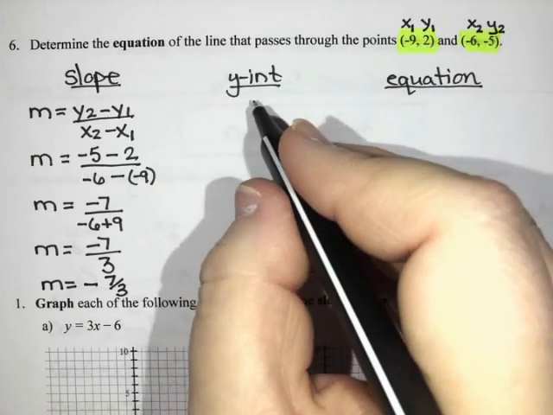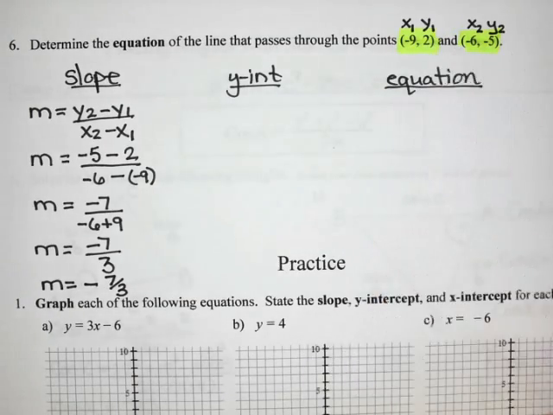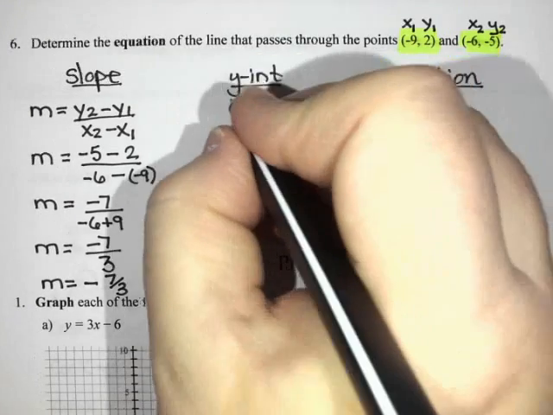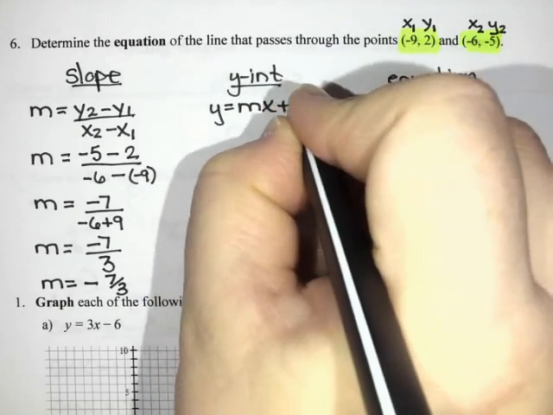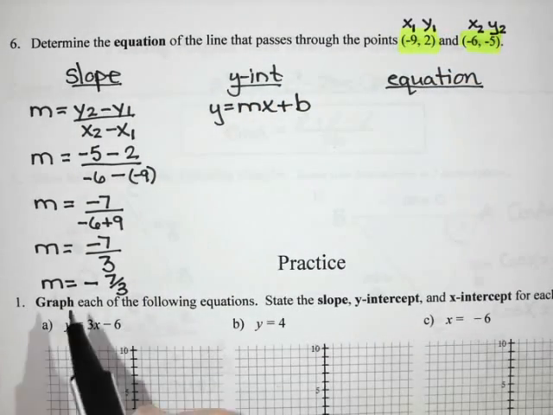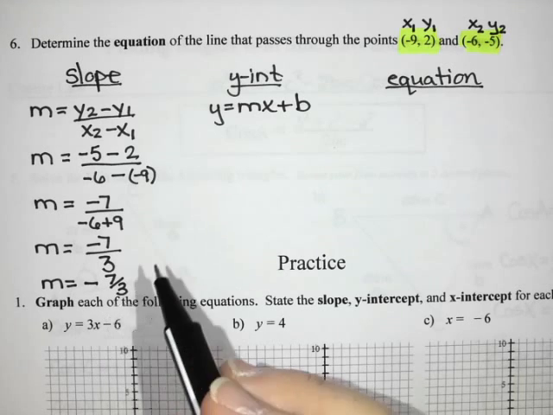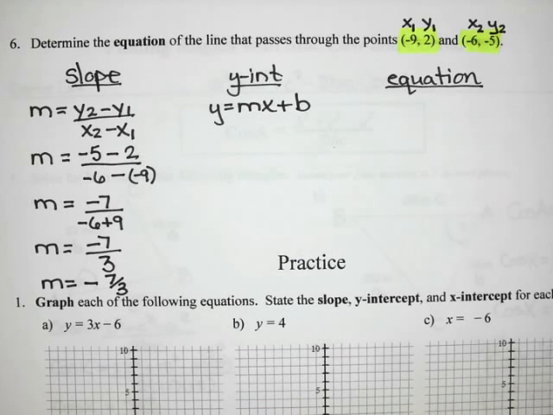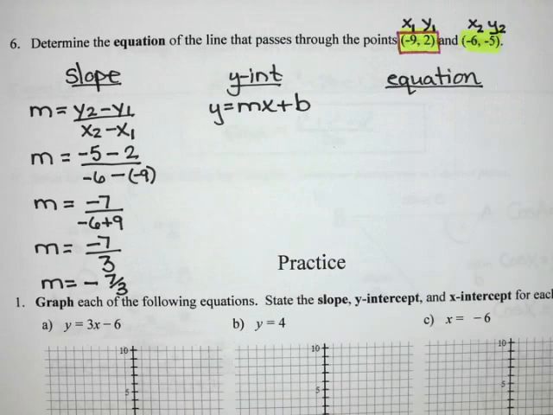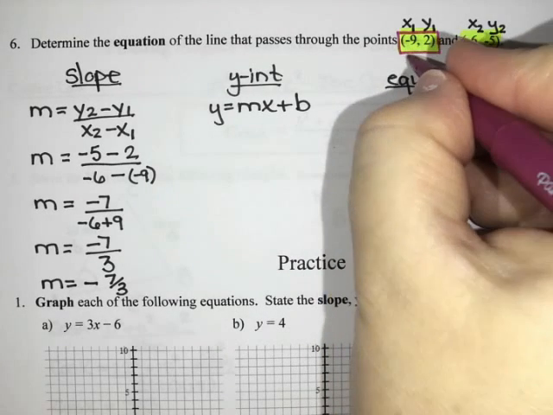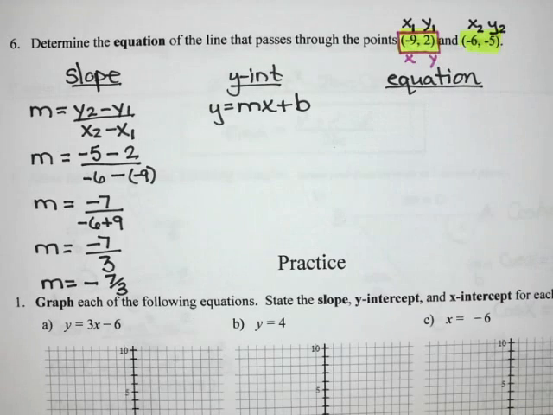Okay, to do y-intercept, did they tell me the y-intercept? No. So I calculate it using y equals mx plus b. I use my slope, -7 over 3, and then for x and y, you have to choose one of the 2 points. It doesn't matter which one you choose, you should get the right answer. I'm going to pick the first one. So this is going to be my x and y.